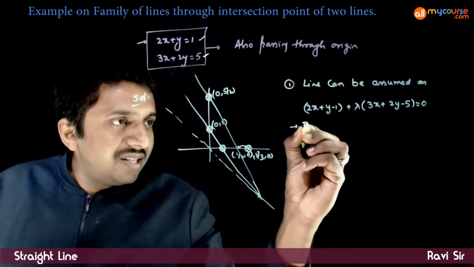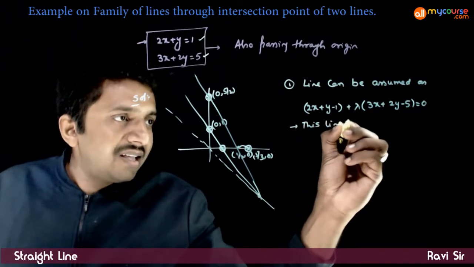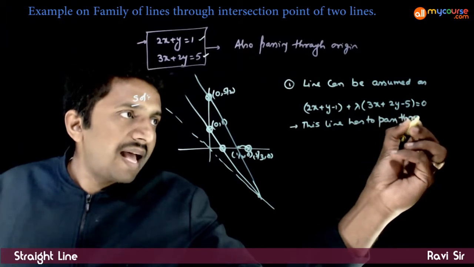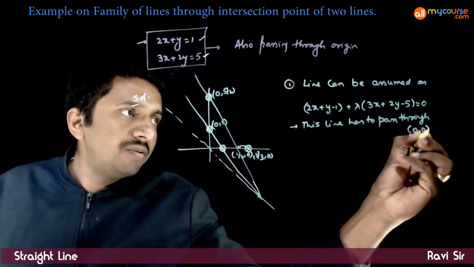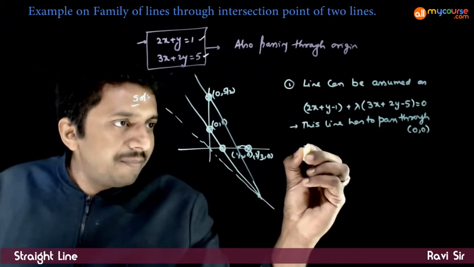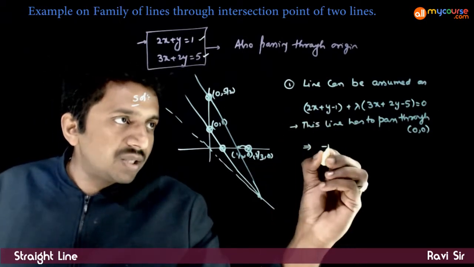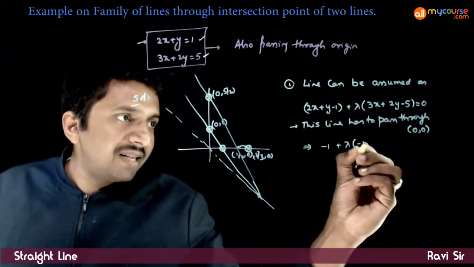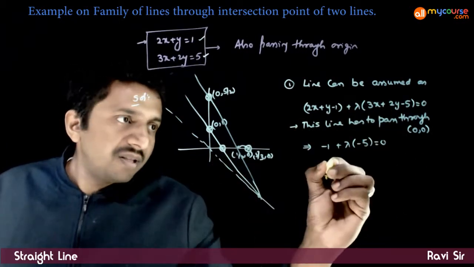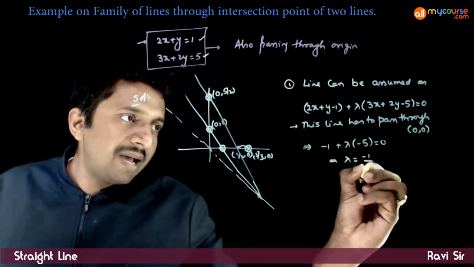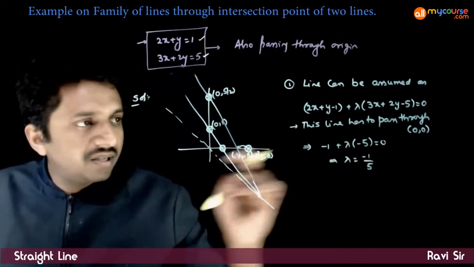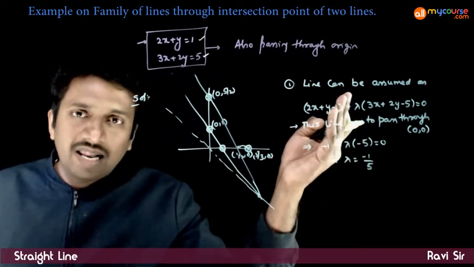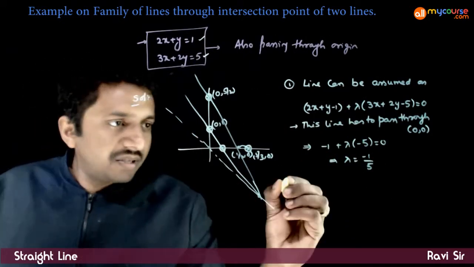Now this line has to pass through 0, 0. This implies 0 plus 0 minus 1 plus lambda times 0 plus 0 minus 5 is equal to 0. This implies lambda is equal to minus 1 by 5. So you just need to put lambda is equal to minus 1 by 5 here.